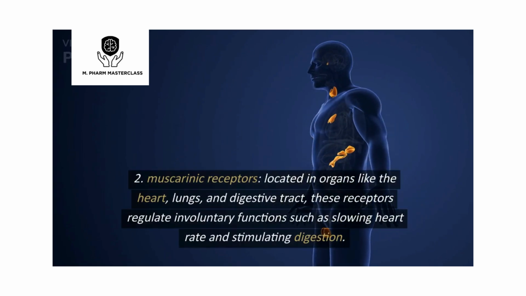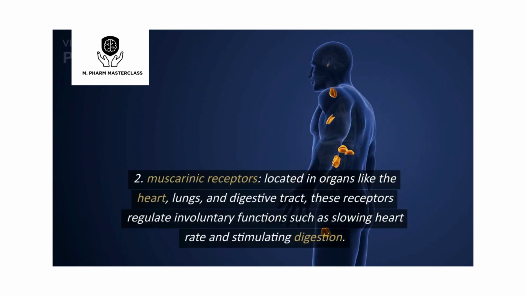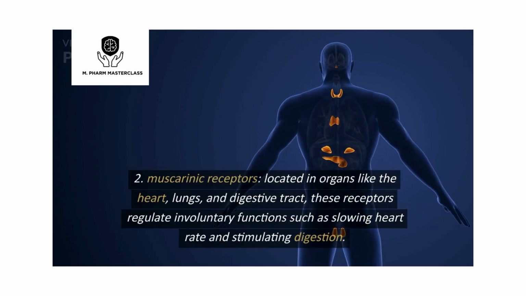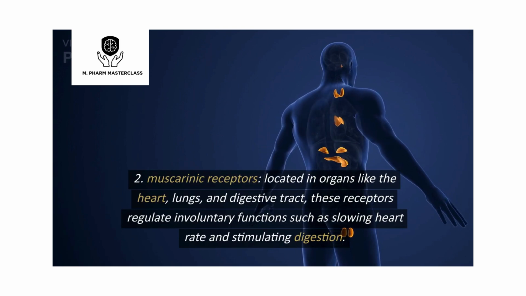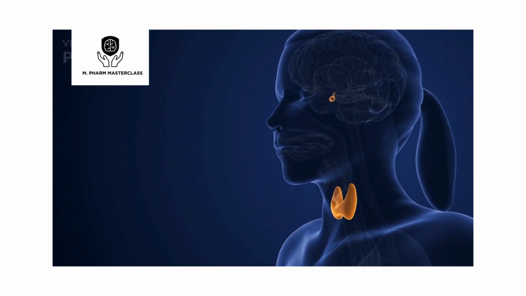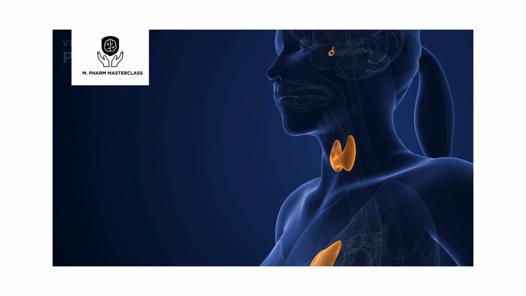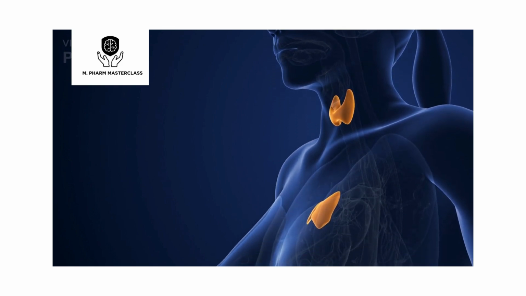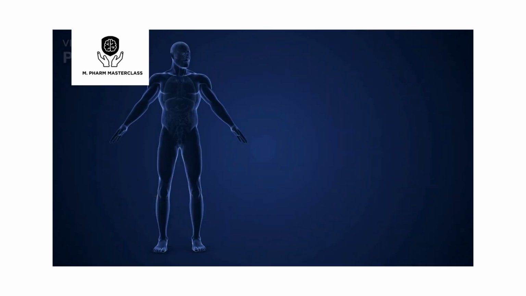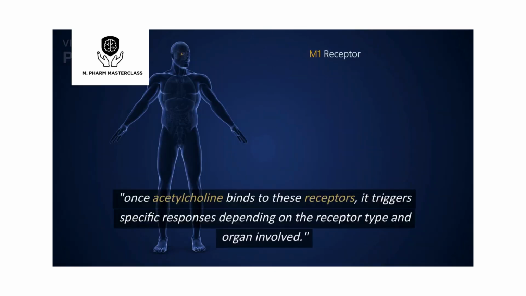2. Muscarinic receptors. Located in organs like the heart, lungs, and digestive tract, these receptors regulate involuntary functions such as slowing heart rate and stimulating digestion. Visual: binding of acetylcholine to muscarinic receptors on the heart, showing a decrease in heart rate and smooth muscle contraction in the intestines. Once acetylcholine binds to these receptors, it triggers specific responses depending on the receptor type and organ involved.